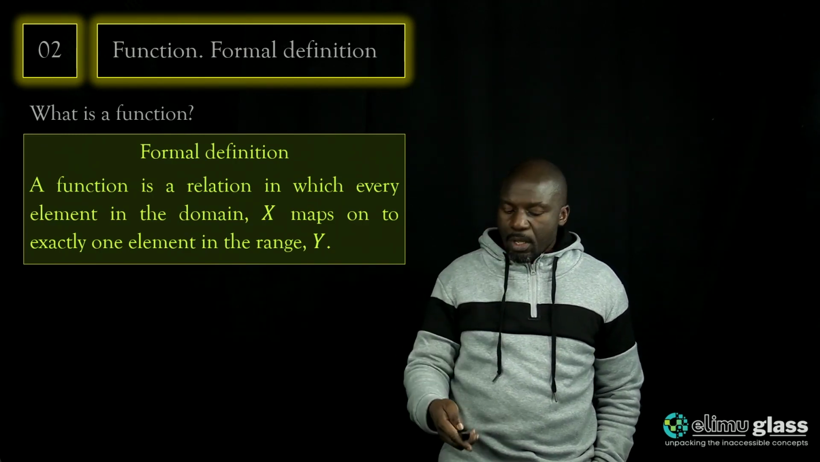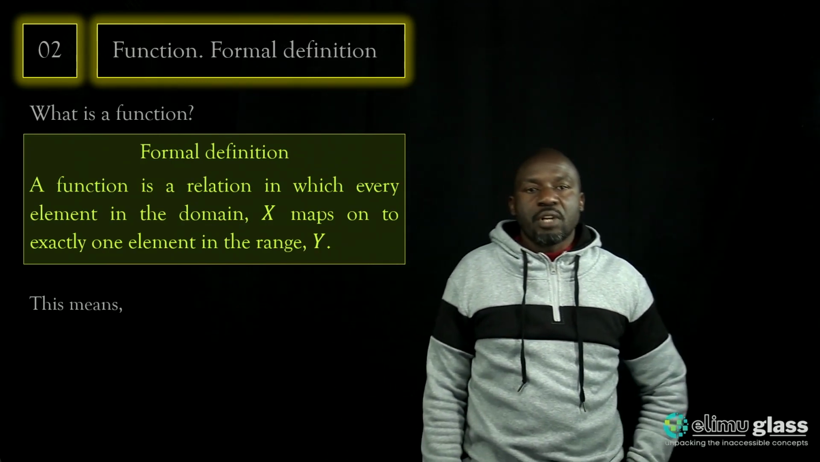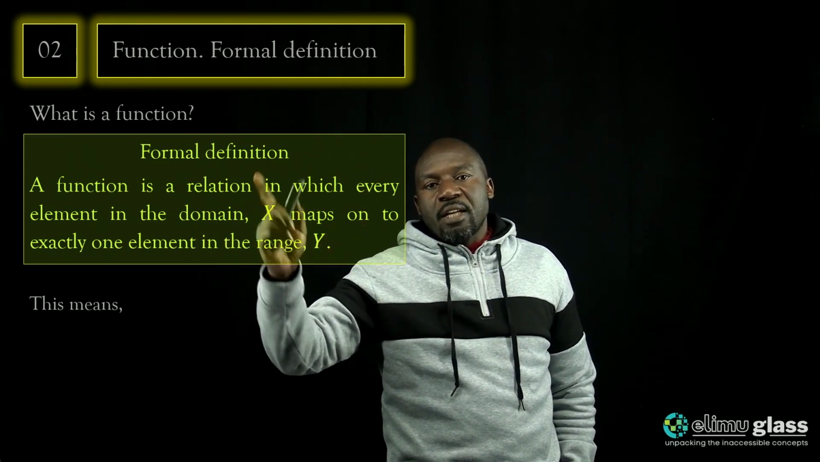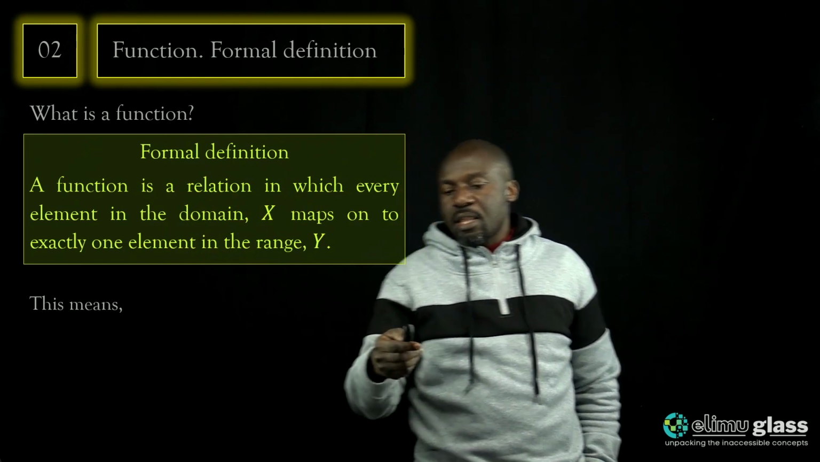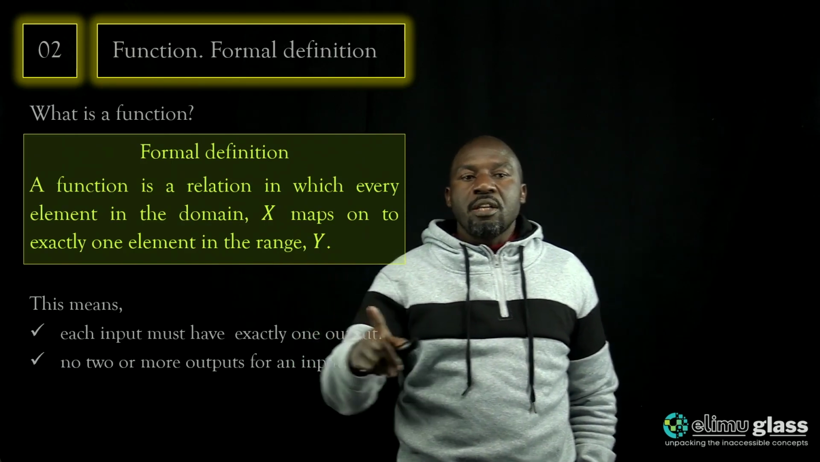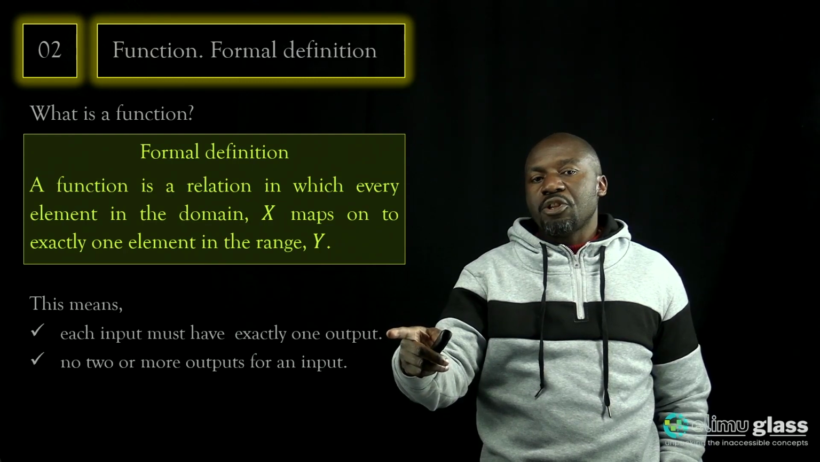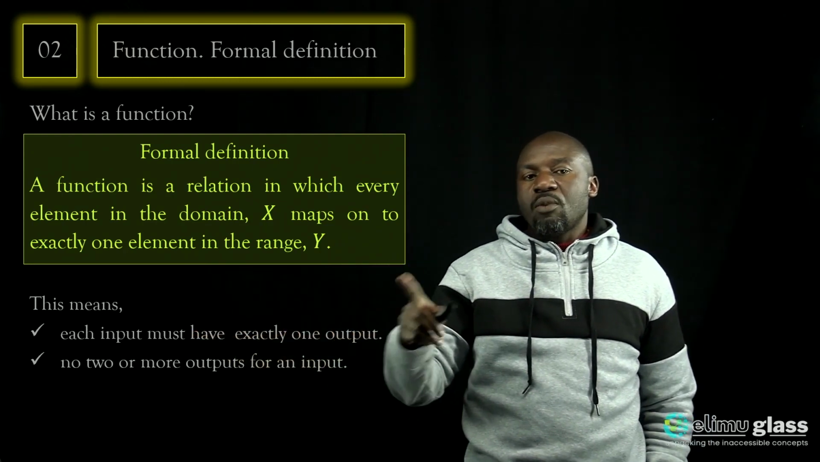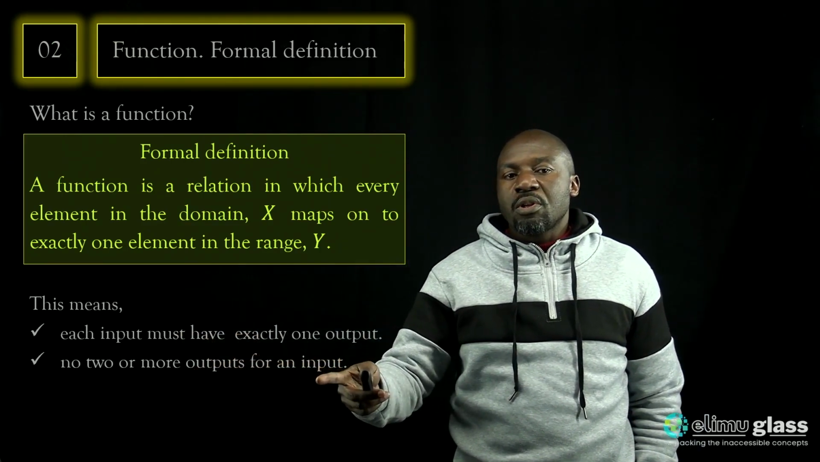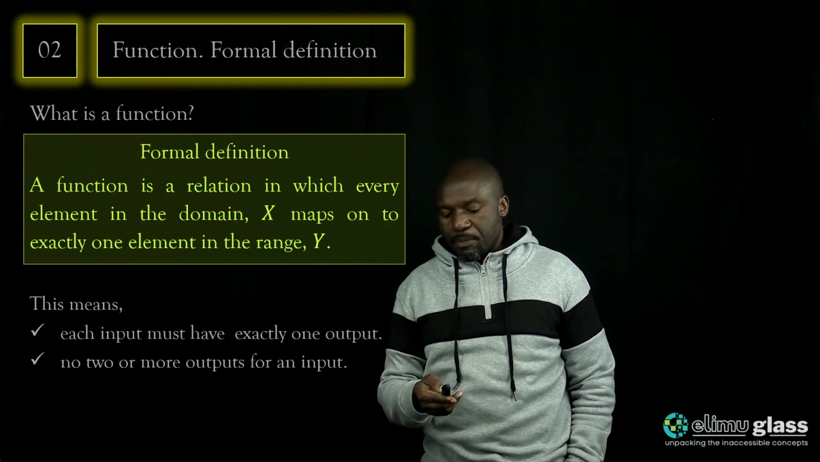What does this mean? There are different ways of repeating this statement so that you can understand it. We are saying that every element in the domain maps onto exactly one element in the range. Another way of saying this is that each input must have exactly one output for us to refer to it as a function. So these are the properties of a function. Every input has exactly one output. Another way to say that is no 2 or more outputs can exist for one input. It's basically saying the same thing.